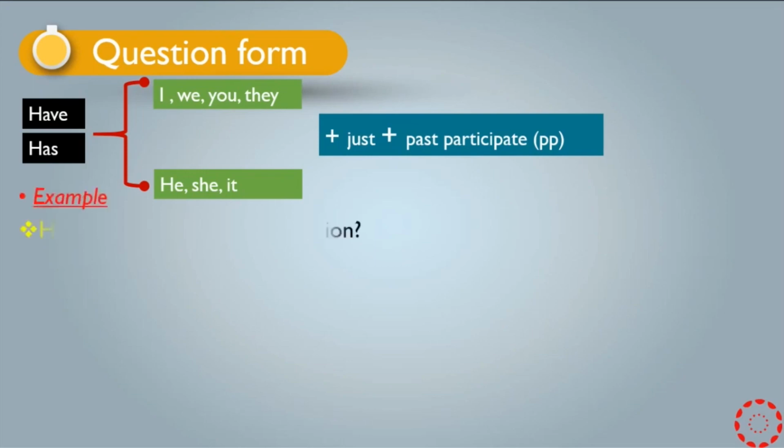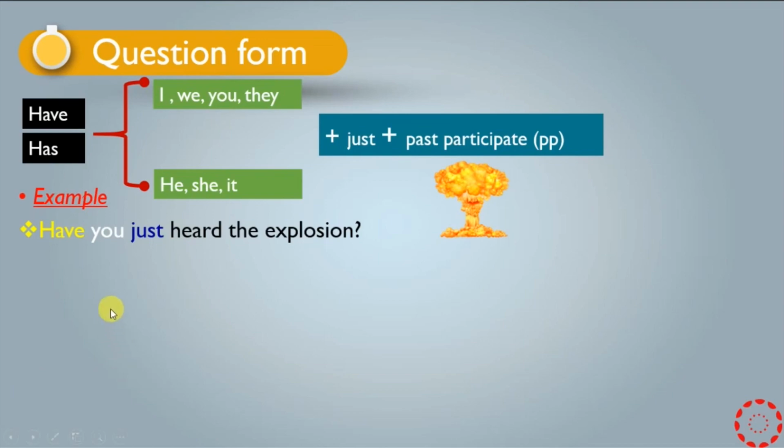Let's see examples. Have you just heard the explosion? As you see here, why did I use have? Why didn't I use has? Because my subject here is you. That's why I used have. And after the subject, as you see the blue one, I have to put just. Have you just, and after that the past participle of the verb. Have you just heard the explosion?